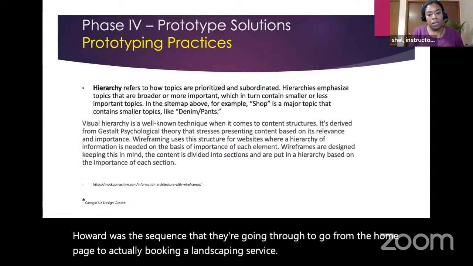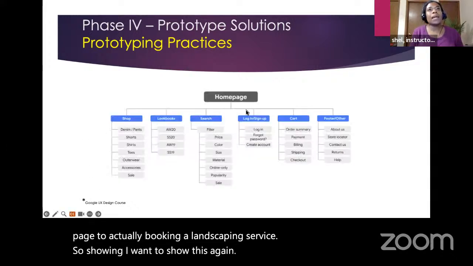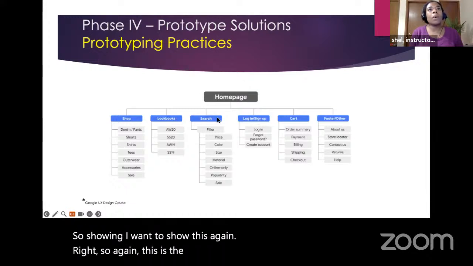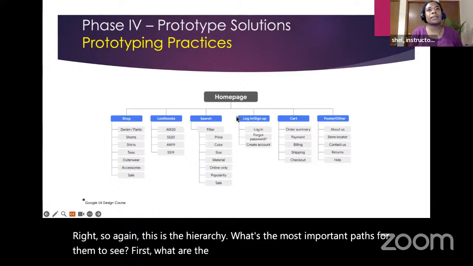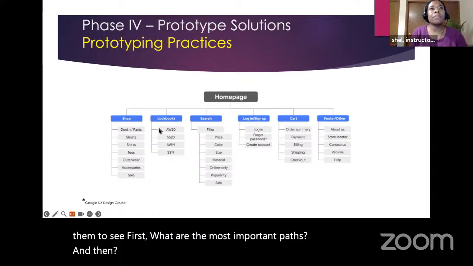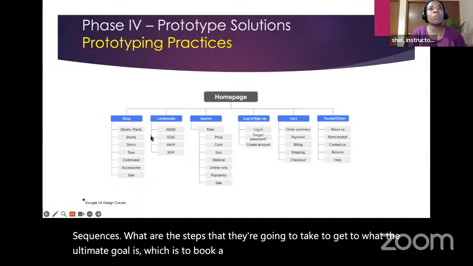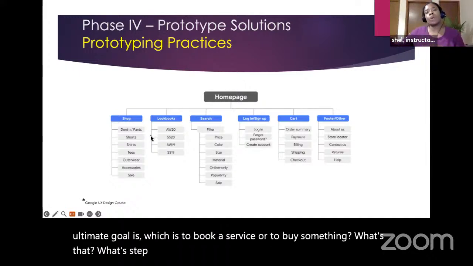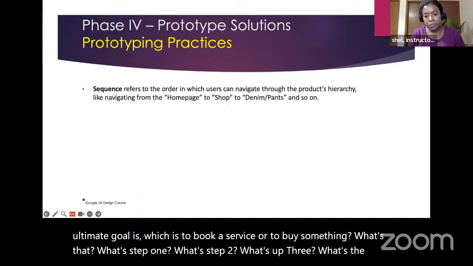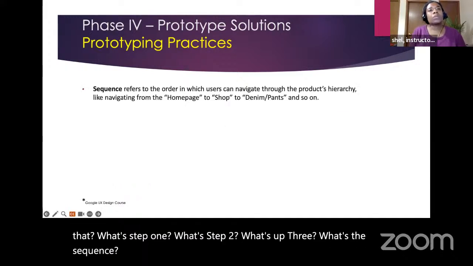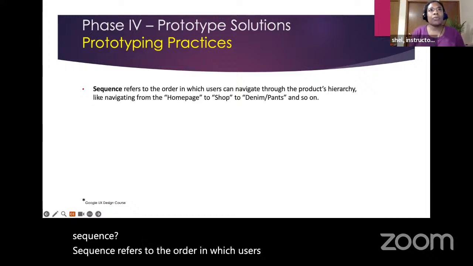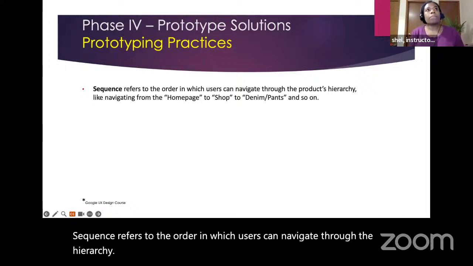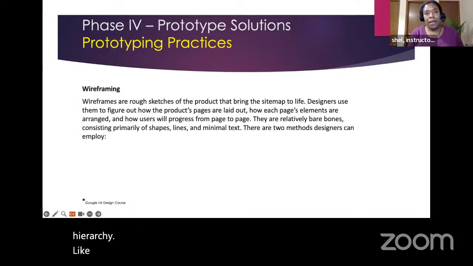So I want to show this again. Again, this is the hierarchy. What are the most important paths for them to see first? And then sequences: what are the steps they're going to take to get to the ultimate goal, which is to book a service or to buy something? What's step one? What's step two? What's step three? What's the sequence? Sequence refers to the order in which users can navigate through the hierarchy, like navigating from the homepage to the shop again.